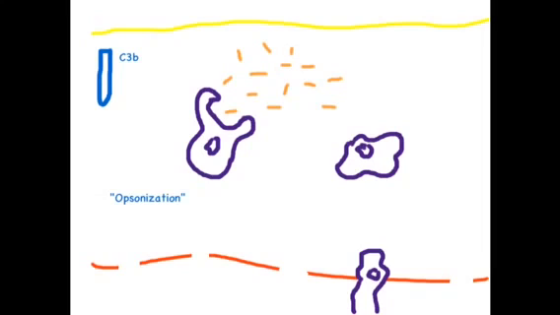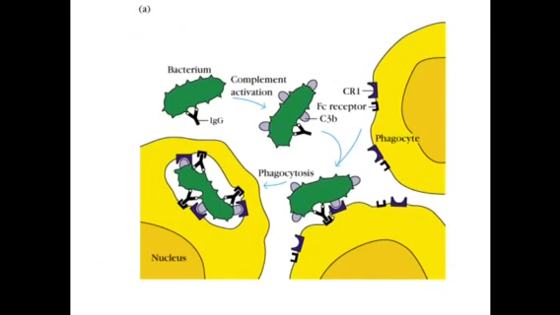Opsonization is best demonstrated by this picture. This picture demonstrates the process of opsonization and then the process of phagocytosis. Opsonization begins when the body recognizes a pathogen, represented by this bacteria here. Complement protein C3b then approaches the bacteria and binds to its surface. This is helpful because, as we discussed before, phagocytes have a binding site for C3b on their surface called CR1.